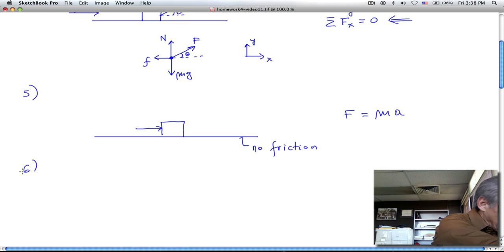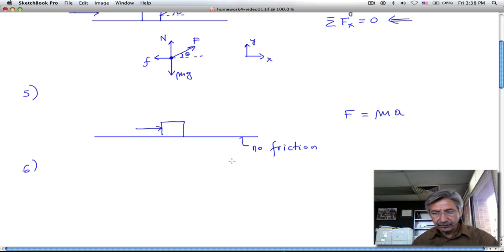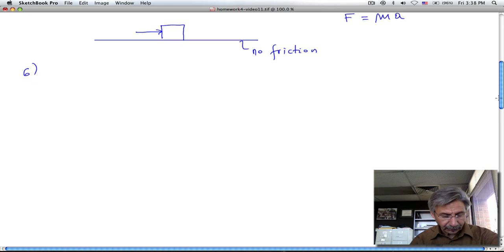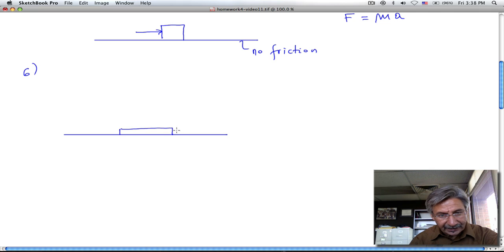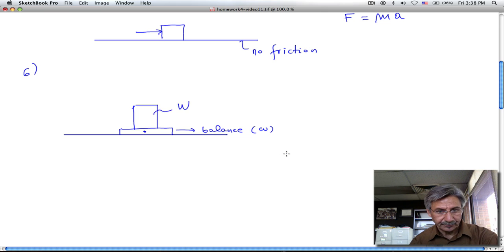In problem number 6, this is a question of balance, weight, and it's the following. When you're on a balance and you weigh yourself, this is what happens. This is the balance, and let's say the balance has a weight. Let's say it has a weight small w, and then one comes up here and you weigh yourself, and your weight is big W.